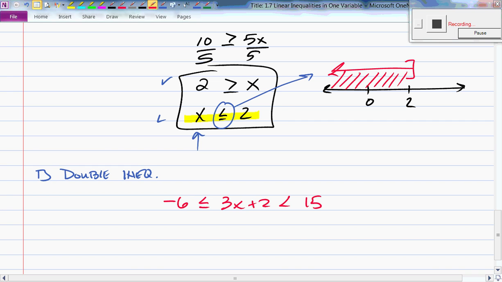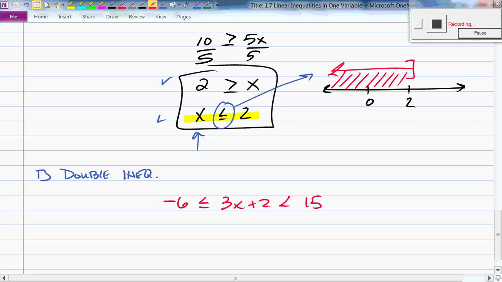Okay, why do we say double inequality? Because you have to do the problem 2 times, with the negative 6 and the 3x plus 2, and then the 3x plus 2 and the 15, and then you have the 2 solutions which you graph. Right. This is a marriage of two different inequalities. The one on the left says negative 6 is less than or equal to 3x plus 2. The one on the right says that 3x plus 2 is less than 15.